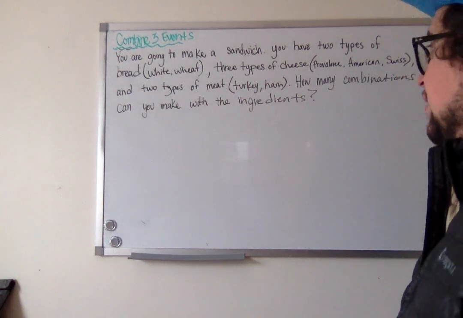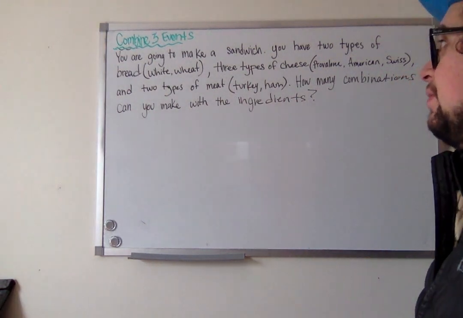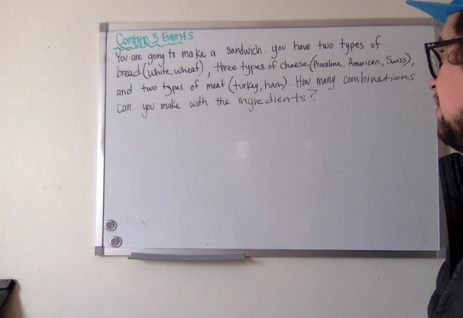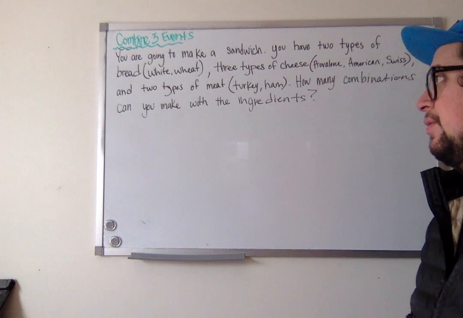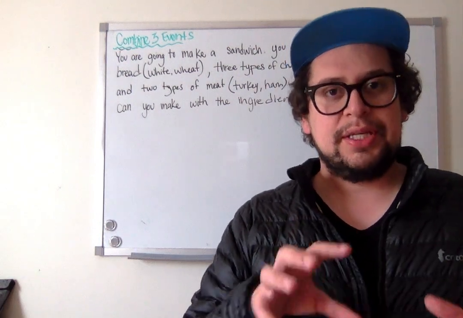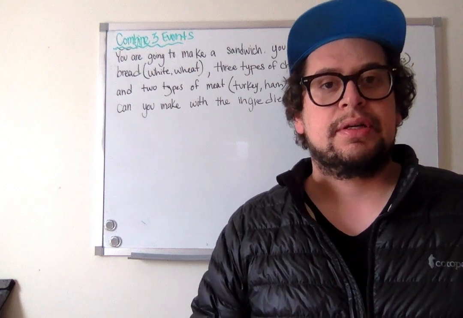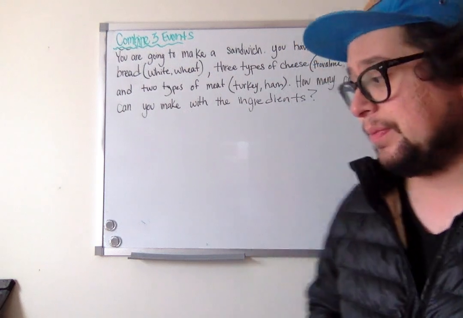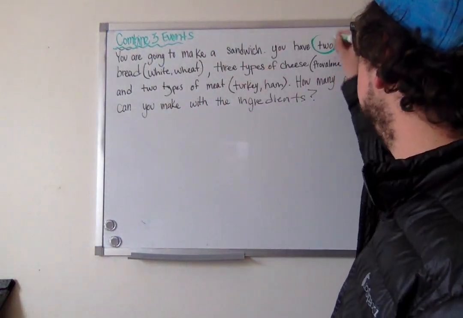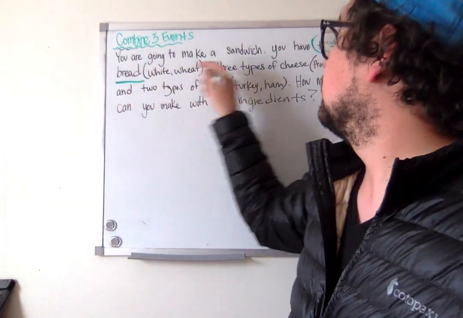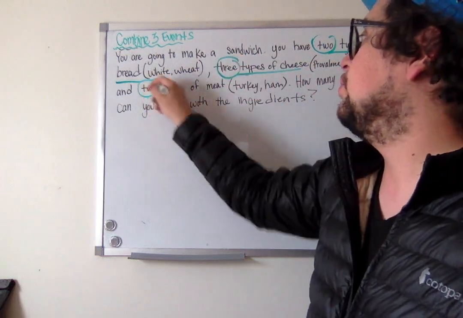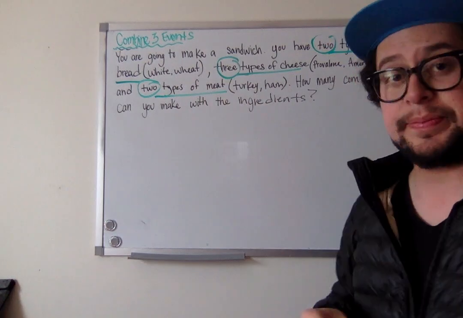You are going to make a sandwich. You have 2 types of bread, 3 types of cheese, and 2 types of meat. How many combinations can you make with the ingredients? So we're given 3 categories. We have bread, okay? So we have 2 types of bread, 3 types of cheese, and 2 types of meat, okay?